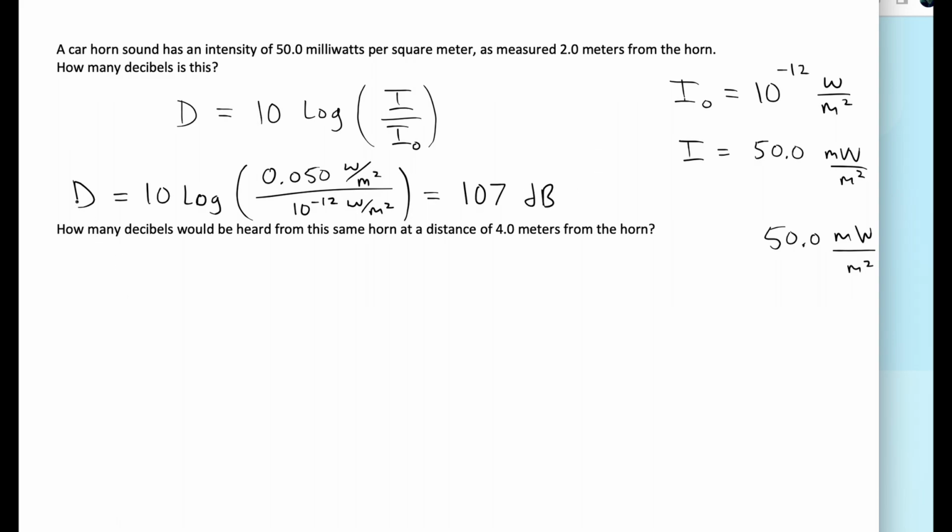Next question is a little more complicated, though. It says, how many decibels would be heard from this same horn if we were at double the distance away from the horn? We're now 4 meters from the horn.